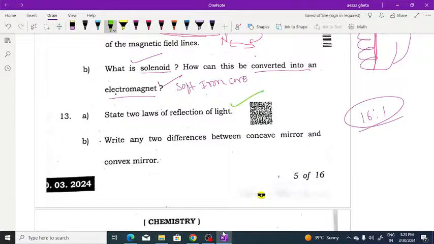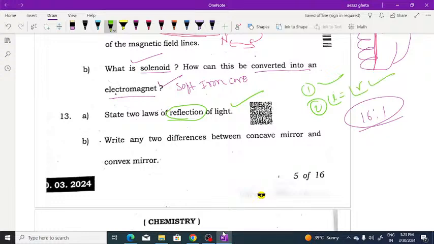State two laws of reflection. It is not refraction. Don't write Snell's law in this. The incident ray, the reflected ray and the normal at the point of incidence all lie in the same plane. That is the first law. Second law: the angle of incidence is equal to the angle of reflection.